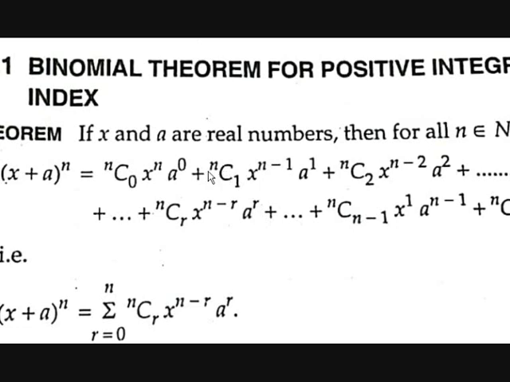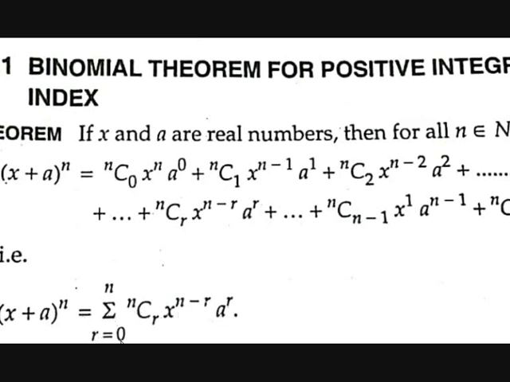Here there are so many sums, right? For these sums, there is a concept called summation. You may have learned this. Summation is represented with the capital of the Greek letter sigma. You can write it like (x plus a) whole power n is equal to, you shouldn't read that as sigma, we should read that as summation, summation r is equal to 0 to r is equal to n, nCr x power n minus r a power r.